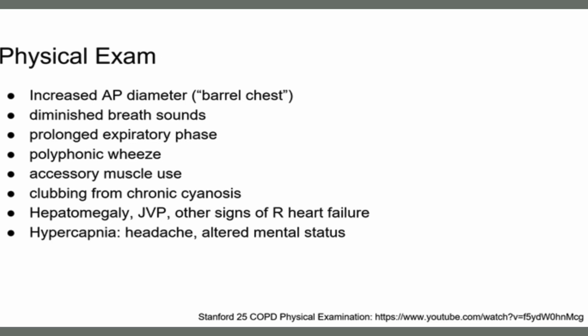On physical exam, patients will have an increased AP diameter, such as barrel chest, in some patients with end-stage emphysema. You might also hear diminished breath sounds. You might have expiratory phase prolongation, polyphonic wheeze, meaning wheezing with lots of noises, accessory muscle use, some clubbing from chronic cyanosis in the nails. You should also look for hepatomegaly, jugular venous distension, and other signs of right heart failure in patients with really bad COPD leading to pulmonary hypertension.